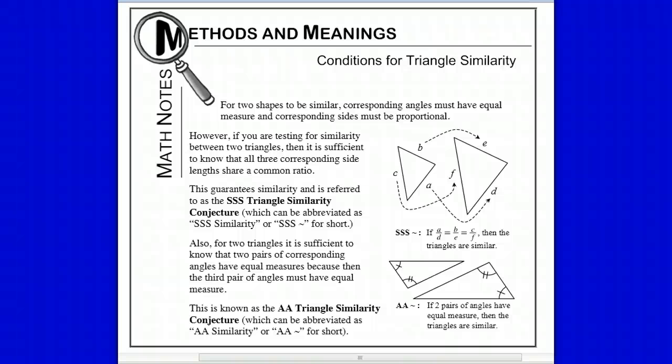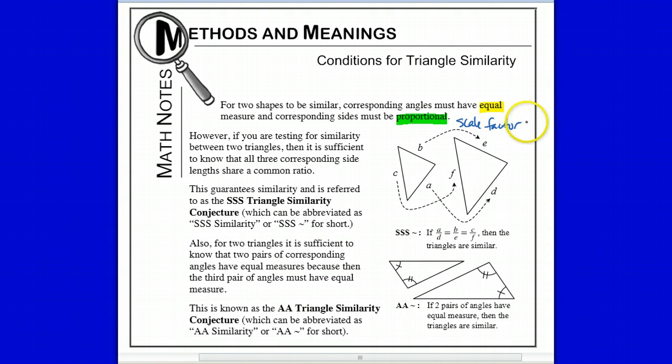All right, in this math notes box, let's talk about the conditions that you looked at today for two triangles, and ultimately any two shapes, to be similar. So what you should have discovered today is that for two shapes to be similar, corresponding angles must have equal measure, meaning same, and corresponding sides must be proportional, meaning they must have the same scale factor.